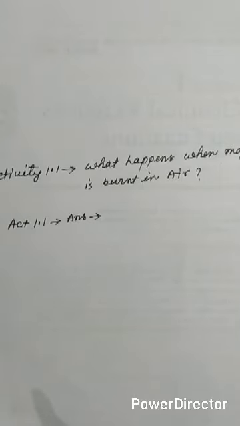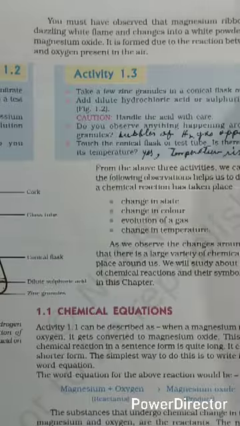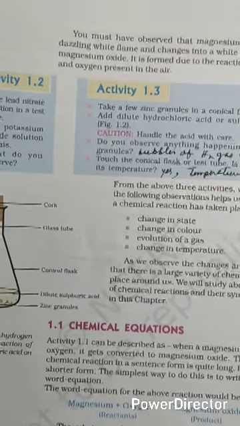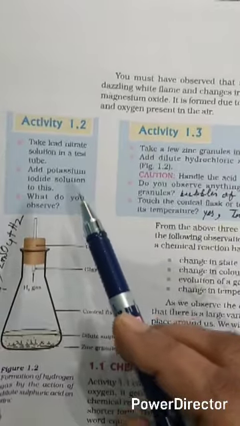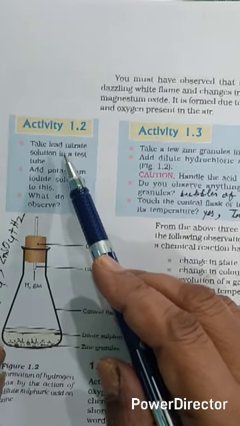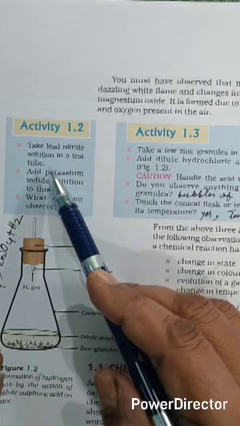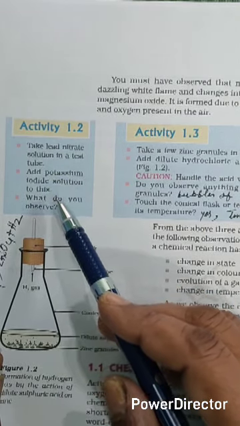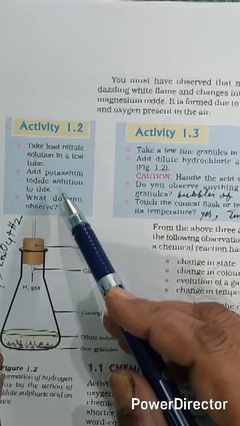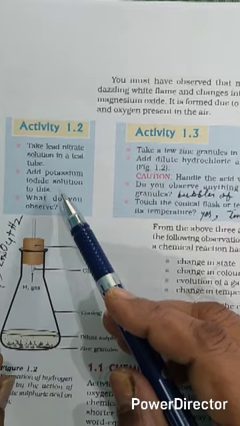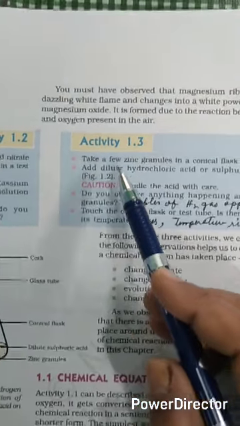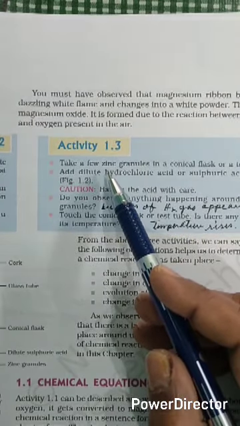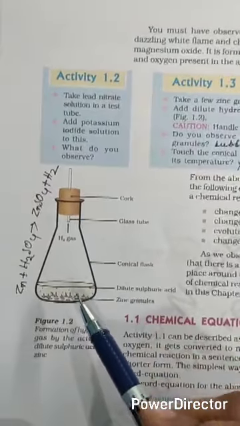So this is about activity number 1.1. Now come to the next activity, 1.2. Here, this activity we come back to again whenever we discuss displacement and double displacement reactions. Okay, we start activity 1.3. In this activity you see that the picture is given here.